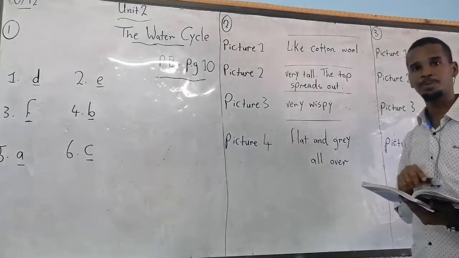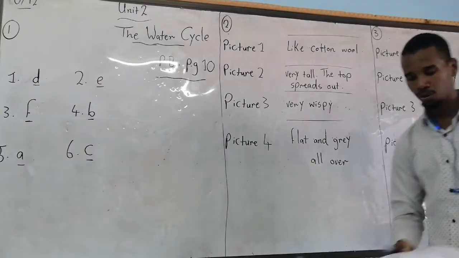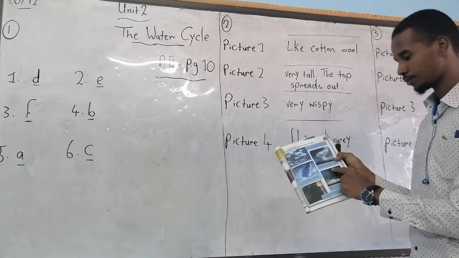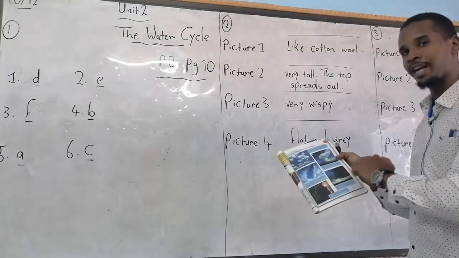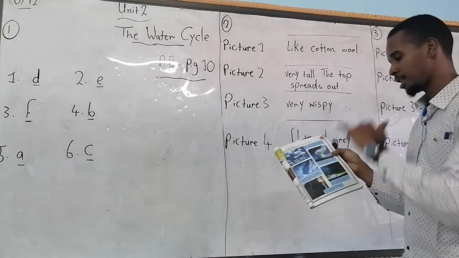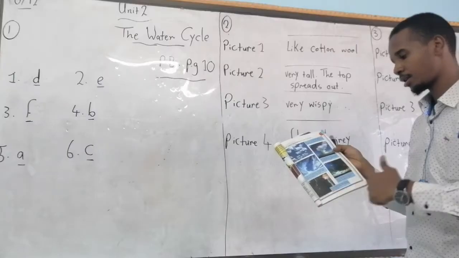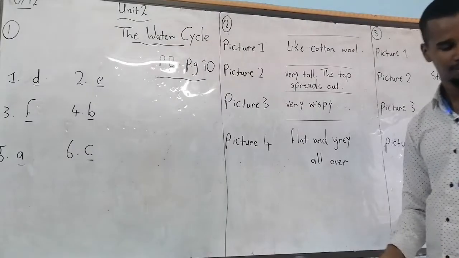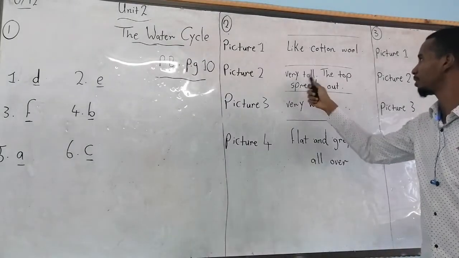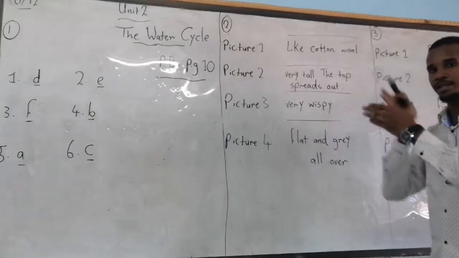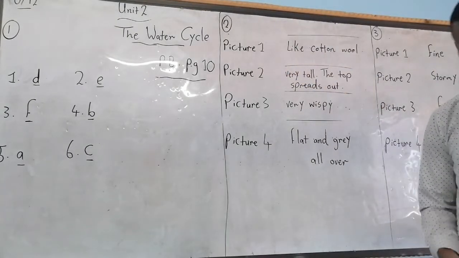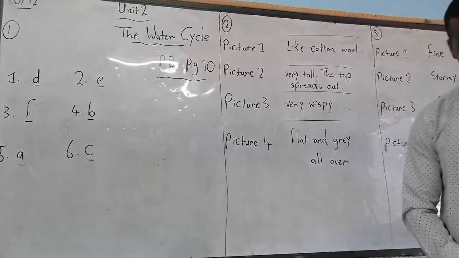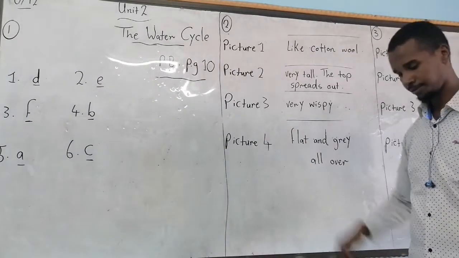Picture 2, moving to picture 2. What do the clouds look like? Read picture 2. These clouds are very tall. The top of this type of cloud spreads out. So they are very tall, and the top spreads out. Can you see the picture? They're very tall, remember?